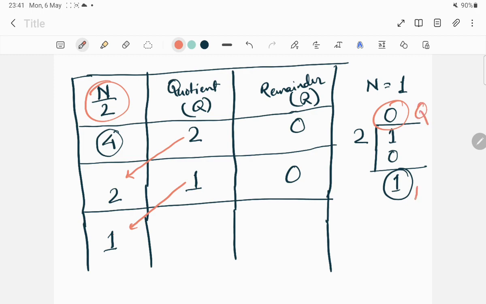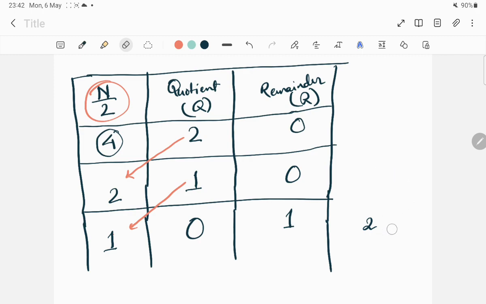of remembering things. Okay, so now we have quotient as 0, since this time the number which we are dividing is less than this value. The number by which we are dividing is greater than the number which we are actually dividing. So here 1 is less than 2, so quotient is 0 and remainder is 1.